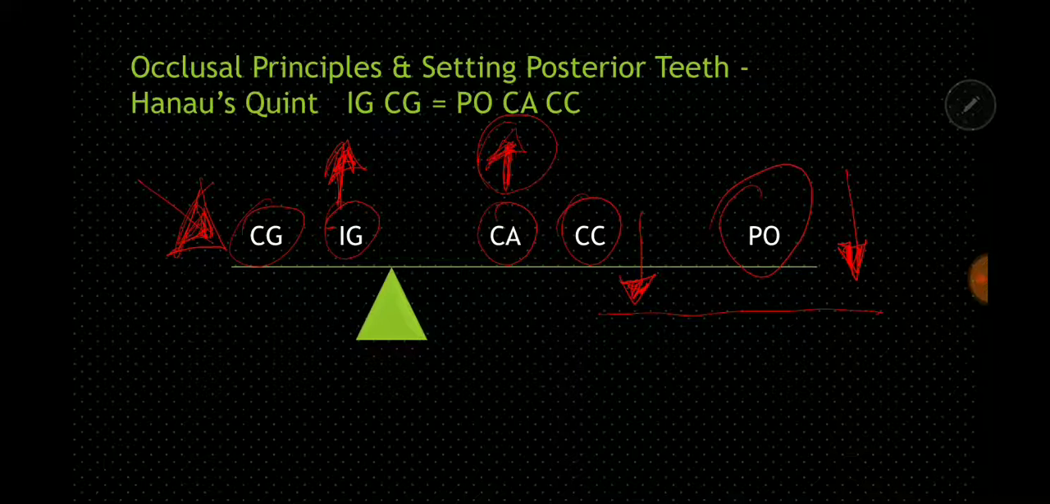And the compensating curve, remember, you have to understand Christensen's phenomenon, where the posterior occlusion in anterior and posterior and lateral dimension is compensated for by separation of posterior teeth. Make sure you understand this equation really well.